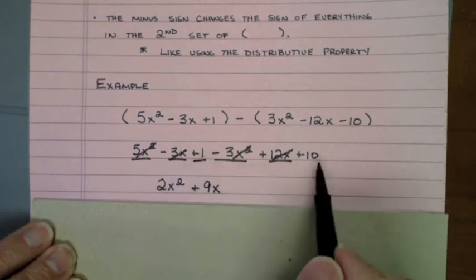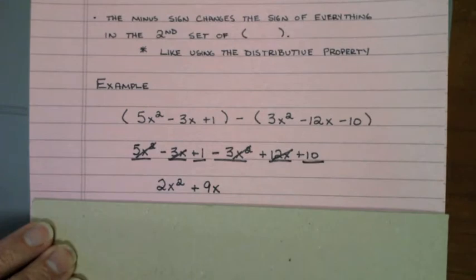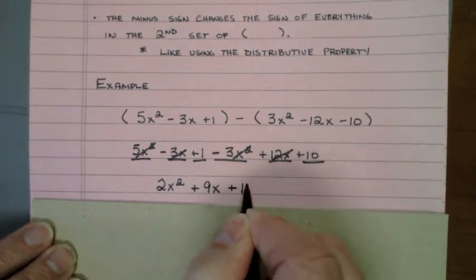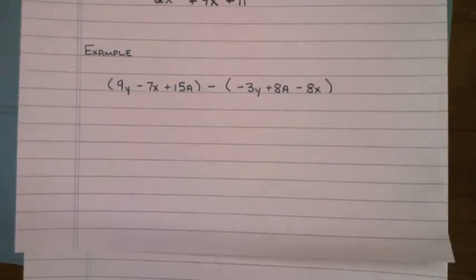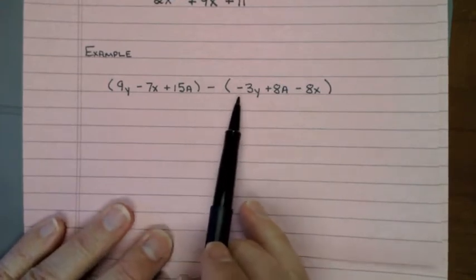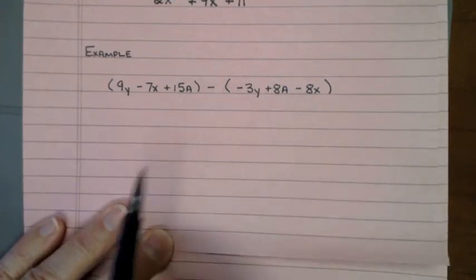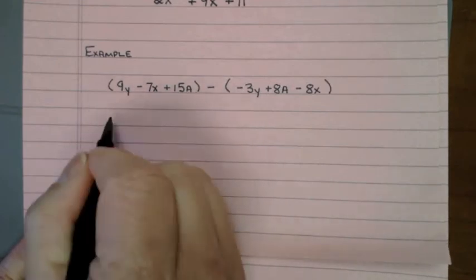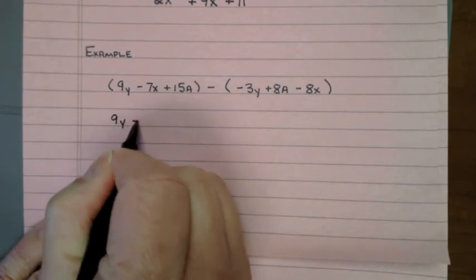This is a plain number or a constant. This is another constant. I need to put those together. 1 and 10 put together, positive 11. So let's try that again. For problems that have a minus sign, I'm going to change the sign of every term of this next polynomial. This first polynomial doesn't have a minus sign out there, so all those terms stay the same.